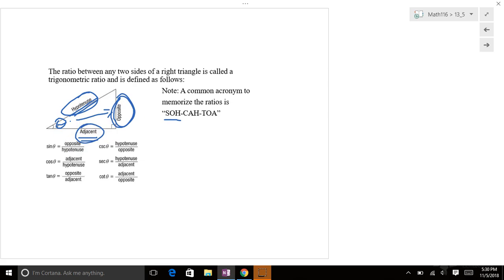And then notice they're reciprocals. The cosecant flips the sine around, so instead of opposite over hypotenuse, it flips it around, hypotenuse over opposite. The secant flips around the cosine, and so on.